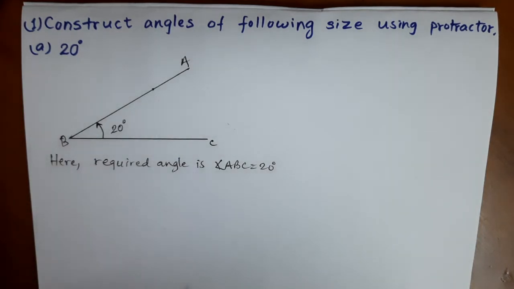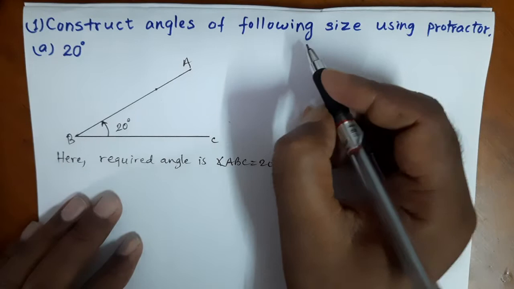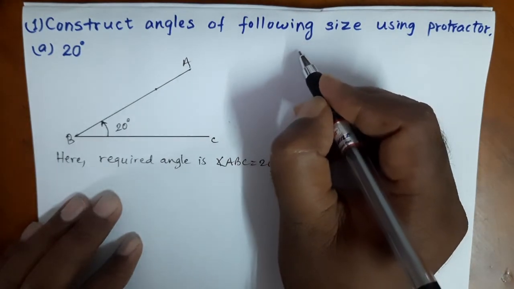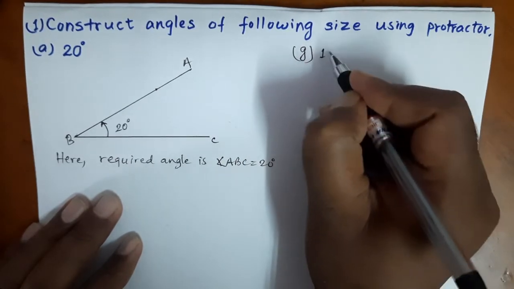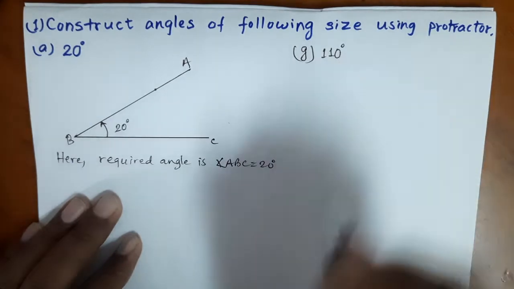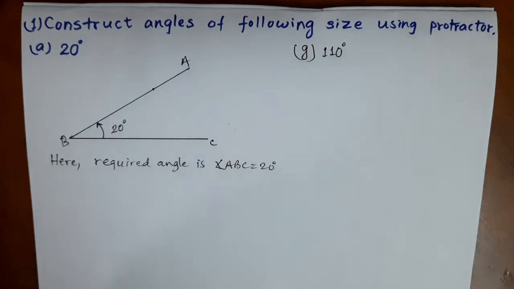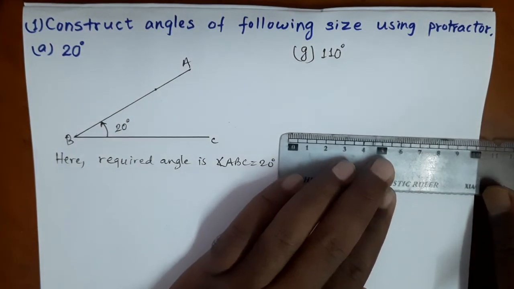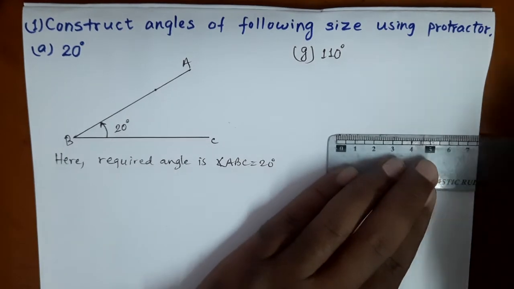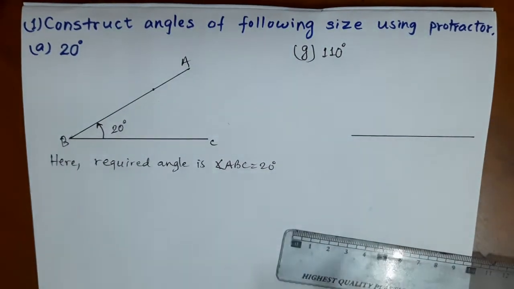Now I will show you how to construct the angle of 110 degrees. Look here, next question. In the Z number of your book there is an angle of 110 degrees. To draw an angle of 110 degrees I follow the same procedure. First of all I will draw a straight line. You can draw the straight line of any measure, and the process is the same.